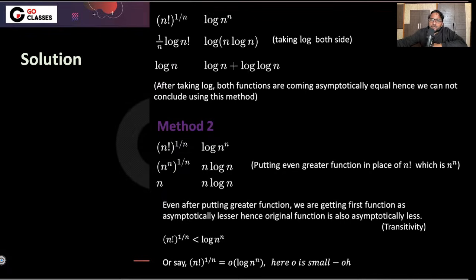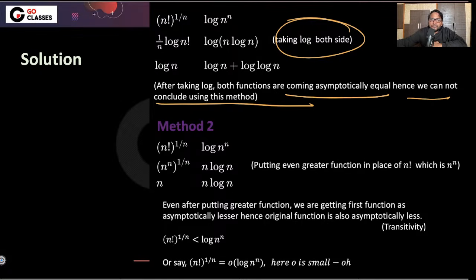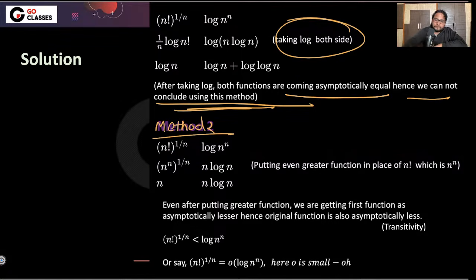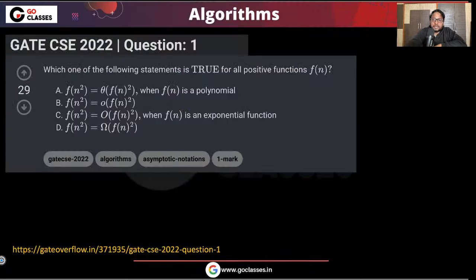So if you take the log on both sides, both functions are coming out asymptotically equal, hence we cannot conclude using this method. Then I have some other method, let's say method 2. This method says you put an even greater function, n power n, in place of n factorial. Yeah, that is a nice question.